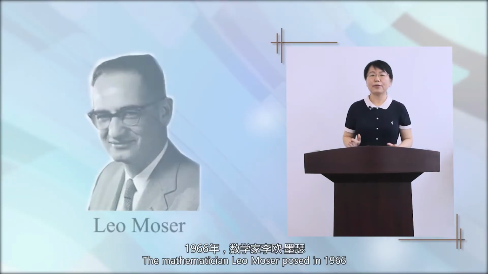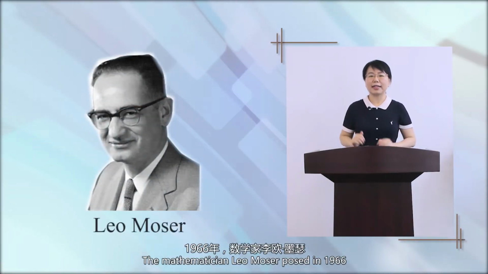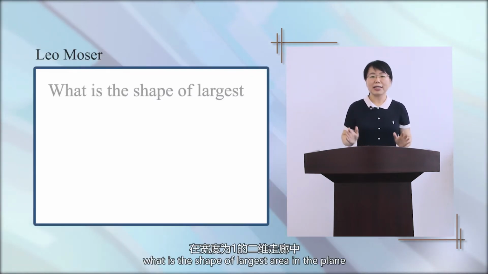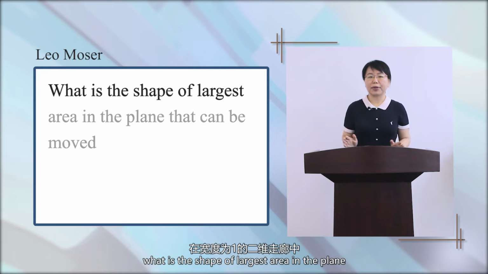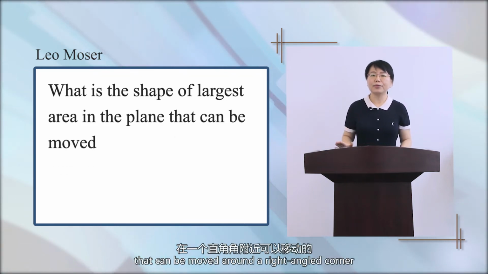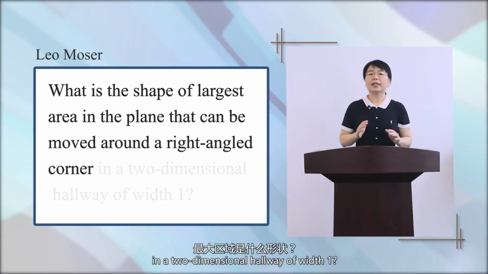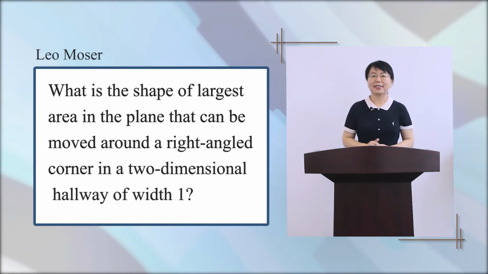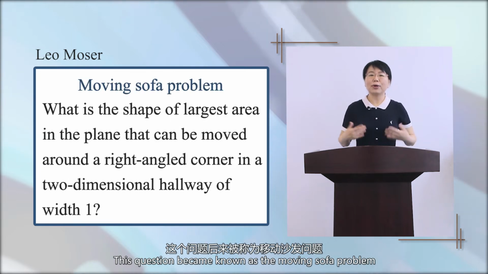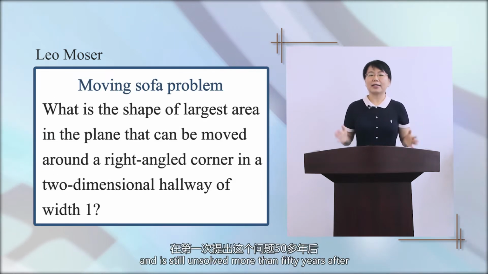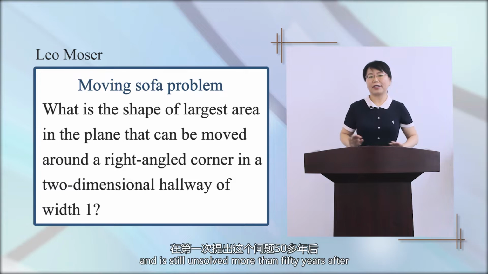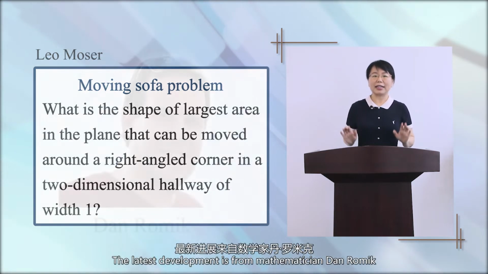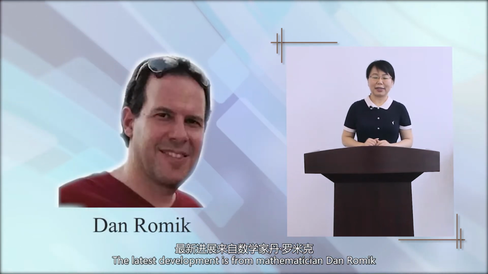The mathematician Leo Moser posed in 1966 the following curious mathematical problem. What is the shape of the largest area in the plane that can be moved around the right-angled corner in the two-dimensional hallway of width 1? This question became known as the moving sofa problem and is still unsolved more than 50 years after it was first asked. The latest development is from mathematician Dan Romik.